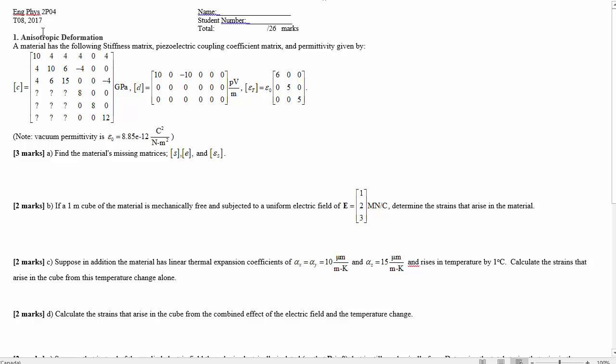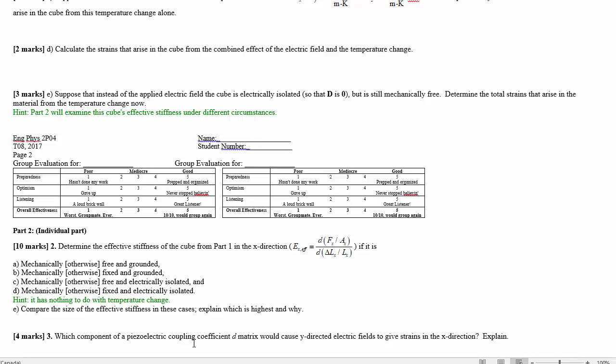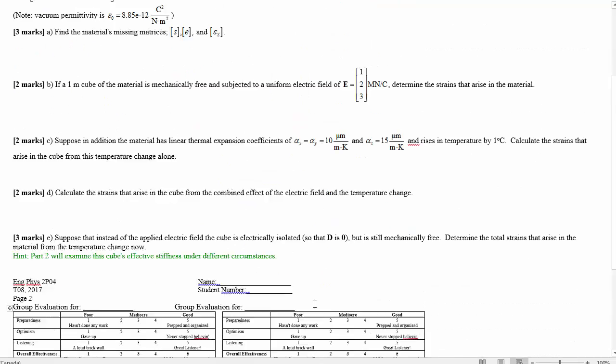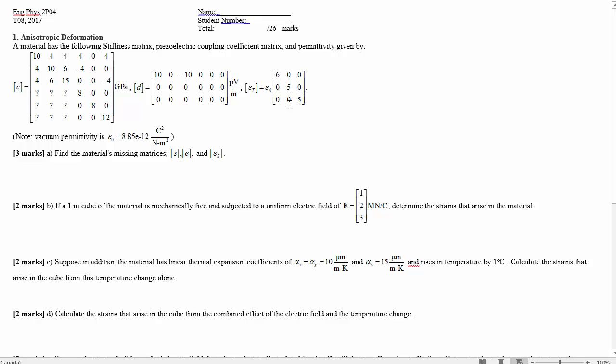Hi, this is test prep for test number 9 for EP2P04 in 2018. This test is the one where we add in piezoelectrics and thermal expansion, doing a little bit of multiphysics. So this is test 8 last year in 2017 and 2016. Let's look at the 2017 test 8 to handle this and see how we can work with that framework that we built in general elasticity now that we have other sources of strain.